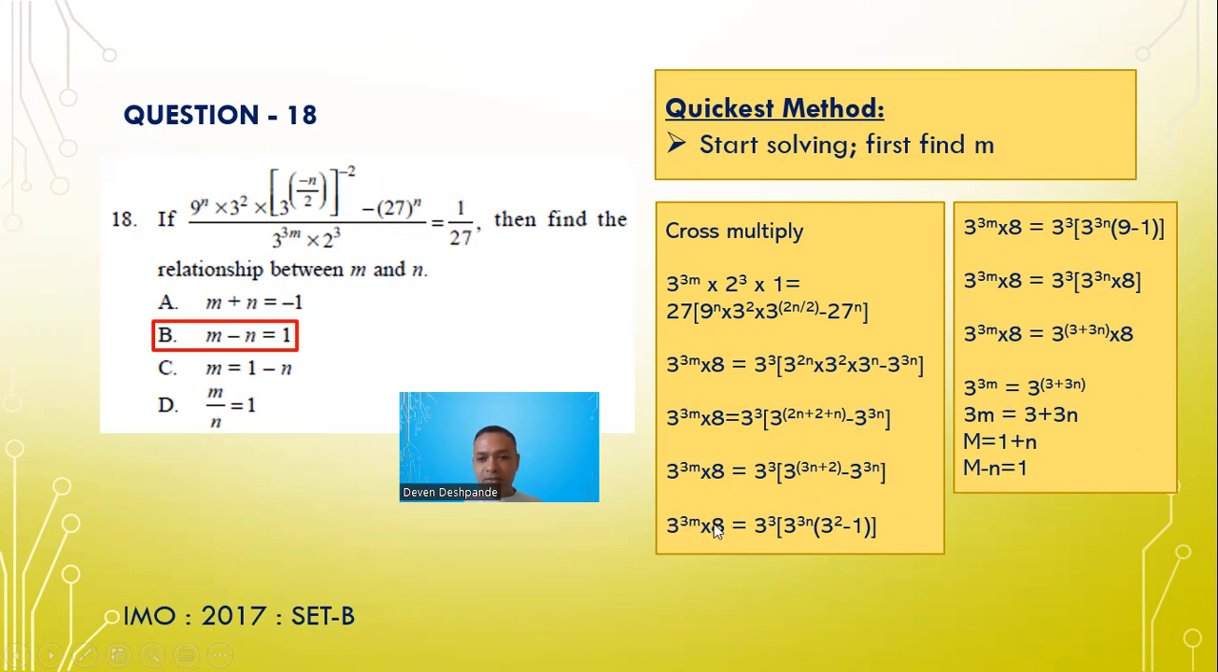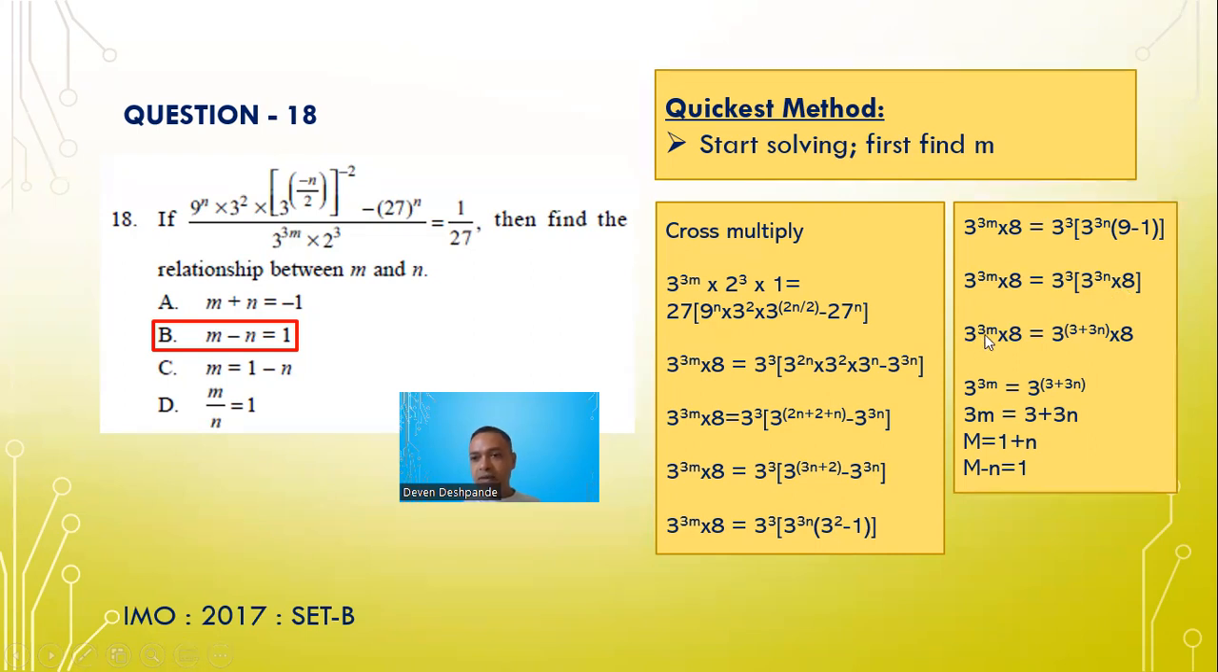So again, 3 raised to 3m into 8 is 3 raised to 3. If you take 3 raised to 3n out, it will be 3 raised to 3n into bracket 3 raised to 2 minus 1, isn't it? Because if you multiply 3 raised to 3n into 3 raised to 2, it will be 3 raised to 3n plus 2. And 3 raised to 3n minus 1 is 3 raised to 3n into 1, which is 3 raised to 3n. So you have to take 3 raised to 3n out of this whole equation. So it will be 3 raised to 3n into 3 square minus 1. What is 3 square? 3 square is 9. 9 minus 1 is 8. So it will be 3 raised to 3n into 8.